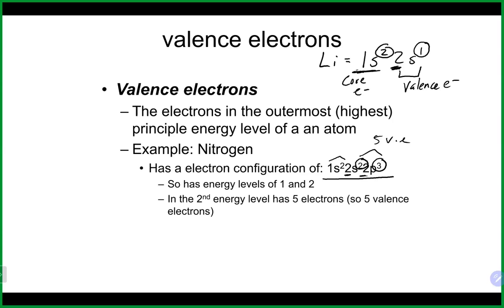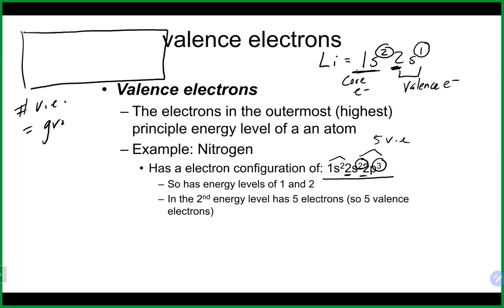So one way that you can figure out the number of valence electrons is simply to write the electron configuration. The much easier way is the number of valence electrons equals the group number. So everybody in group 1 has 1 valence electron. Everybody in group 2 has 2 valence electrons. Everybody in group 3 has 3, obviously 4, 5, 6, 7, and 8.